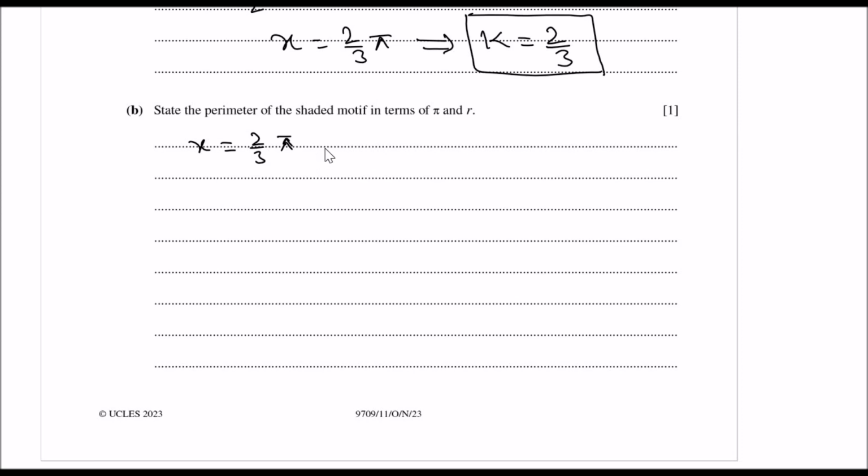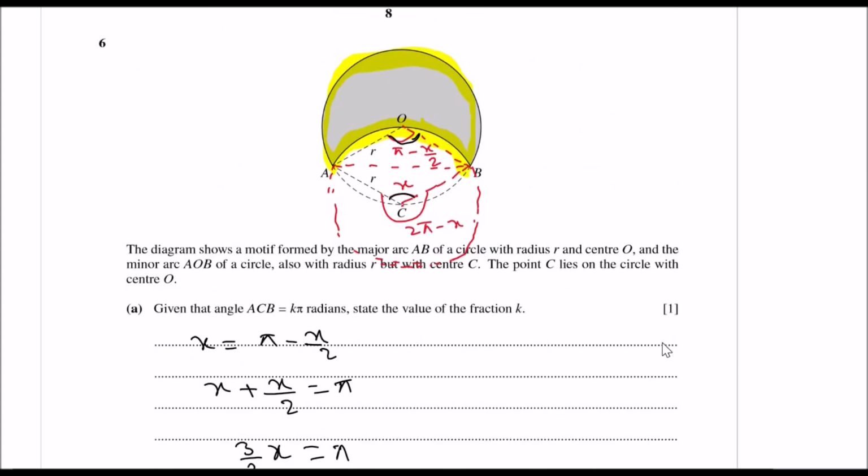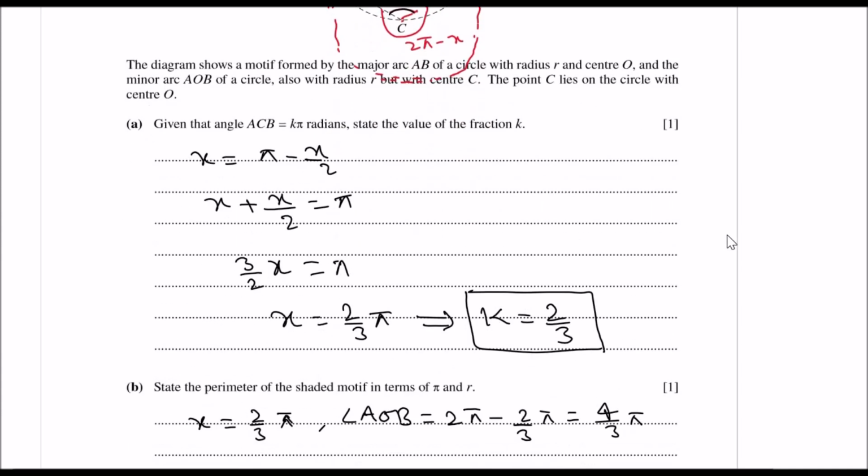Okay. So angle AOB is equal to 2 pi minus 2 by 3 pi, that is equal to 4 by 3 pi. Why do so? Because to find the arc length, we need to find the angle, because the formula is r times theta.